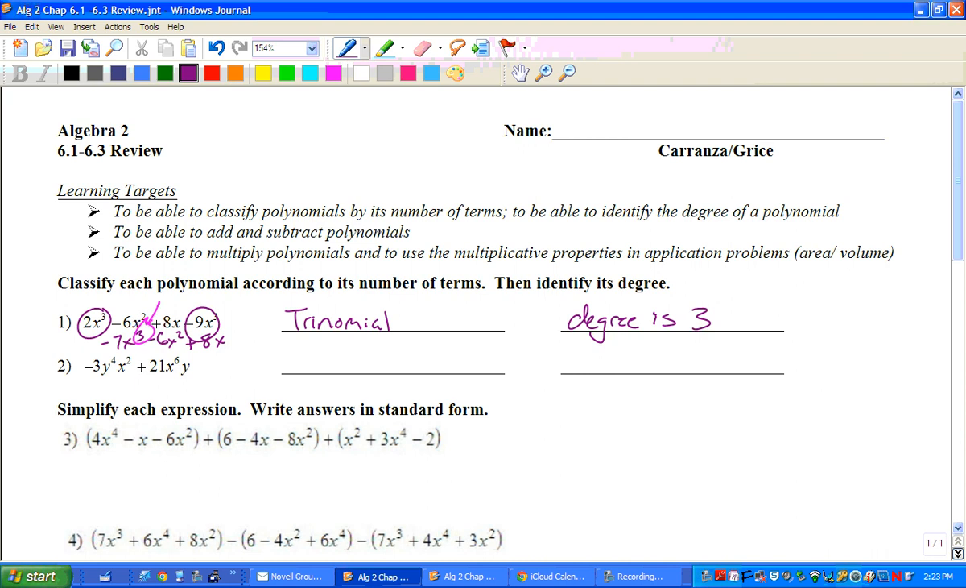Okay, now for number 2, we can see right away, well, Mr. Grice, there's only 2 things. That means it's a binomial. Okay, that's correct. But now, when we look at the degree, that degree is 6, and that degree is 7. You actually add up all of the exponents in the term. So the degree is 7.